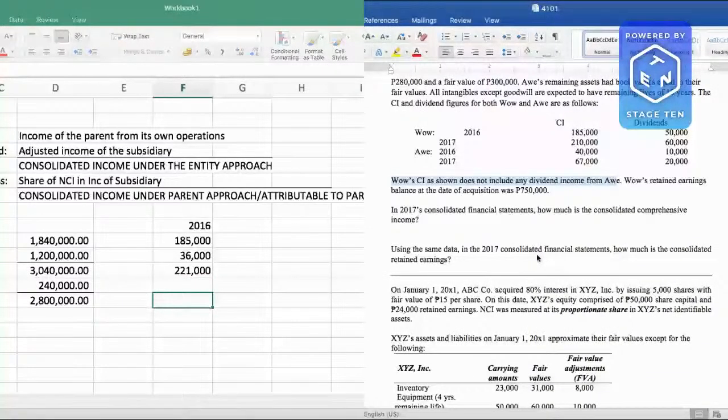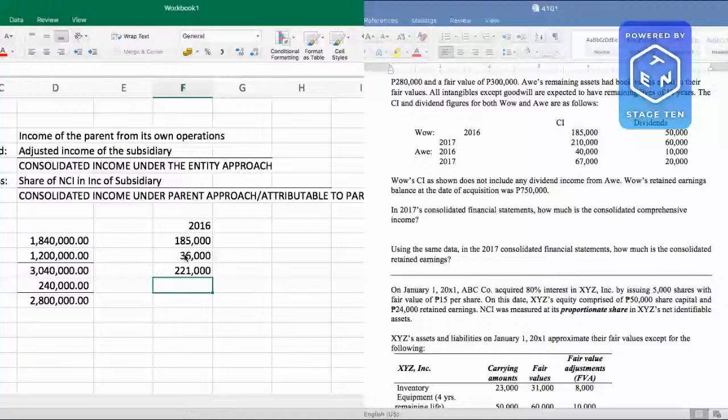How do we solve for the consolidated income using the parent approach, or the consolidated income attributable to the parent? Deduct the share of the NCI in the income of the subsidiary. So first, get the share of the NCI. Share in what? Share in the income. Whose income? Income of the subsidiary. In the basis, it should be the 36,000.